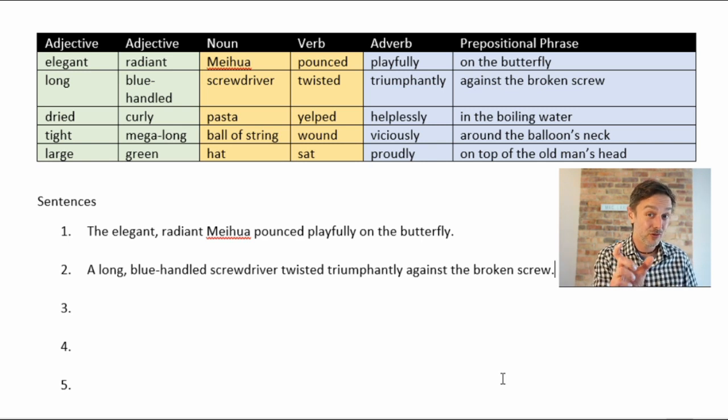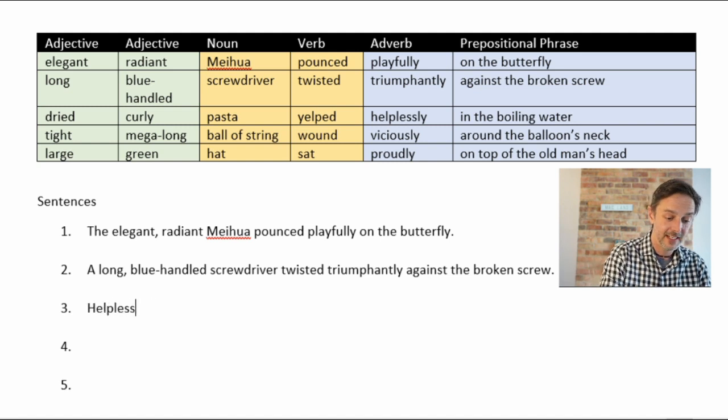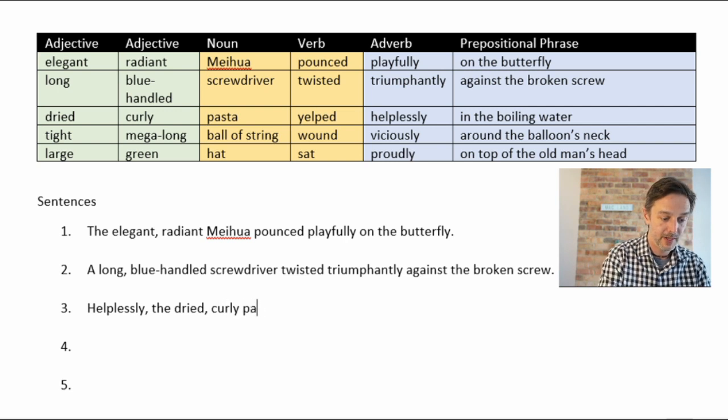So as well as chopping things off and making shorter, punchier sentences, you can also change the structure like this. For number 3, I'm going to take this adverb and put it at the start of my sentence. So helplessly, comma, is going to go at the start. I'm putting the adverb at the start, and then I'm going to put all the rest in a nice long line. So helplessly, the dried curly pasta yelped in the boiling water.